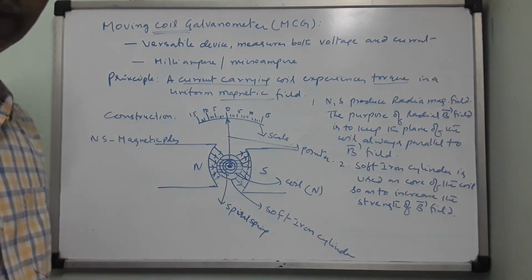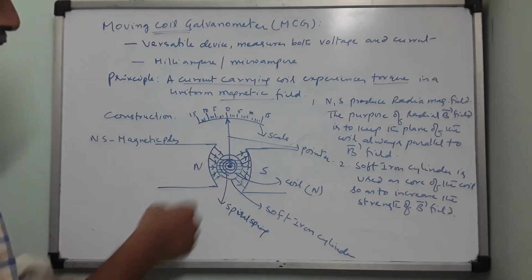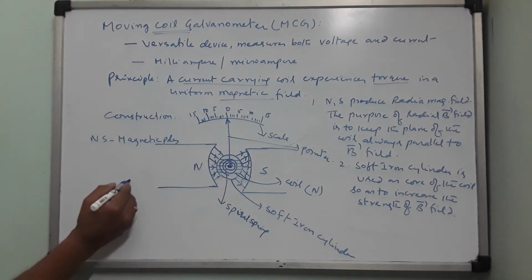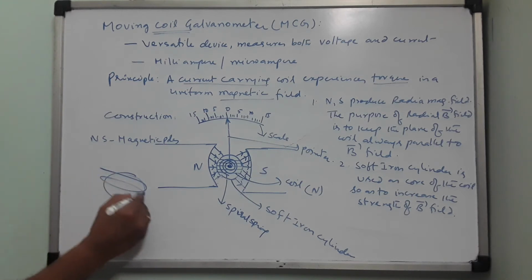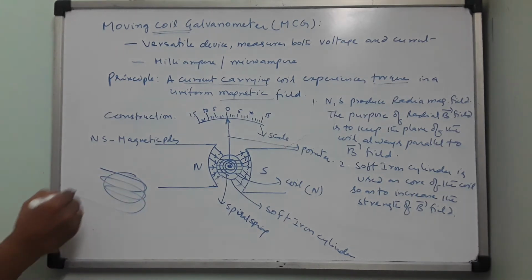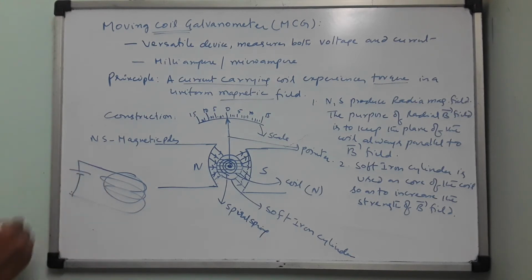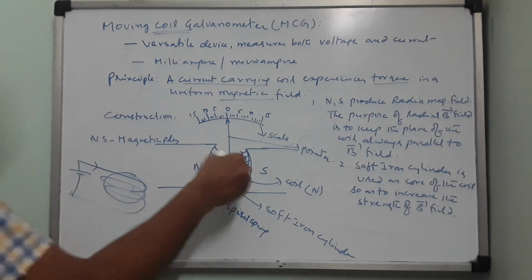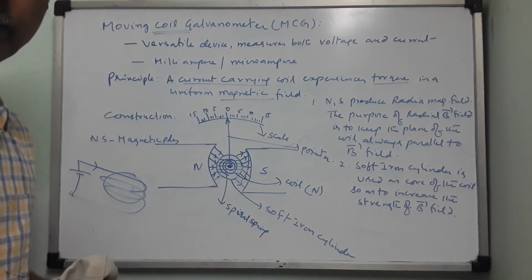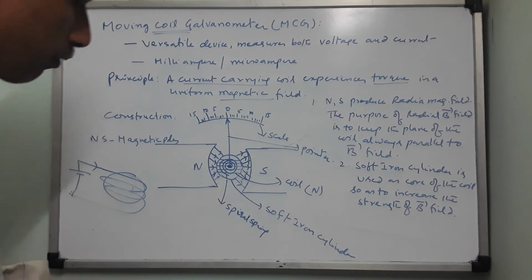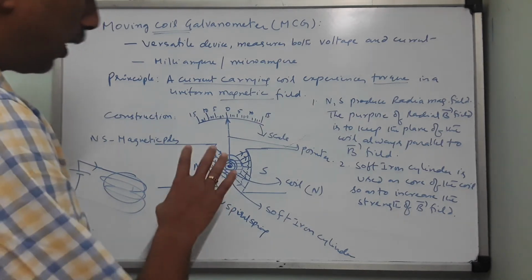Now how does it work? So we will allow the current now. This is actually the cylinder. You have started winding it like this: 1 turn, 2 turns, 3 turns, 4 turns. First end here, second end here. You will take a battery and connect the battery to this one. So current will flow in the coil. That arrangement is not being shown here in the diagram, it will become very clumsy. Fine. Now, because of this current, what will happen?